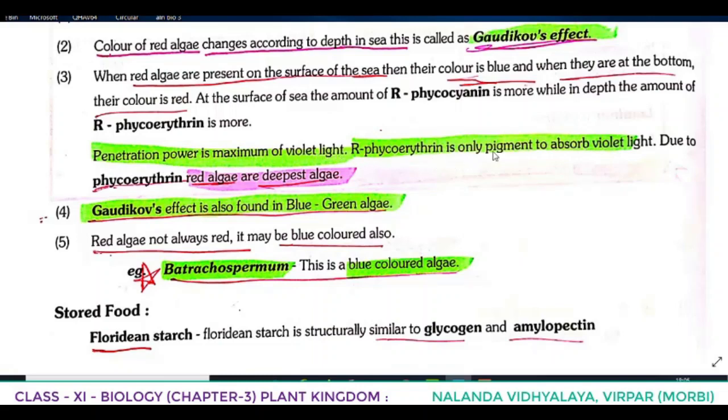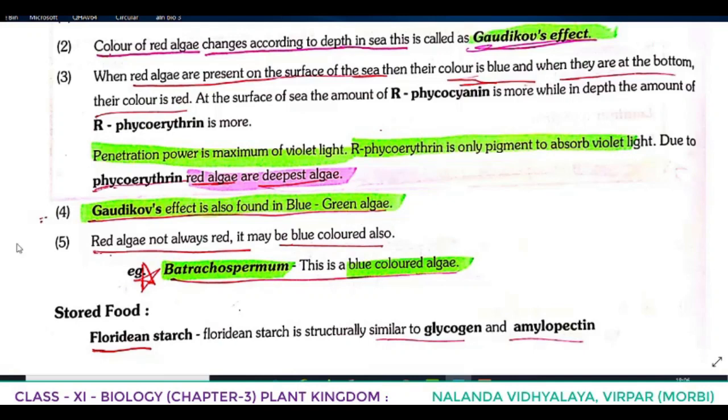R-phycoerythrin is the only pigment to absorb violet light. Due to phycoerythrin, red algae are the deepest algae. Gaudikov's effect is also found in blue-green algae. So here we are discussing algae. In that one effect we are telling Gaudikov's effect, and that is found in which algae also?